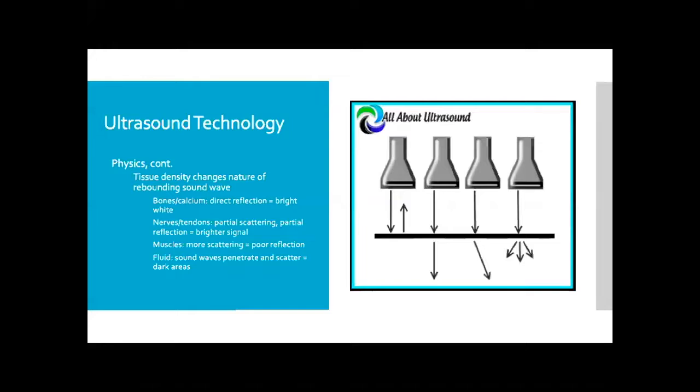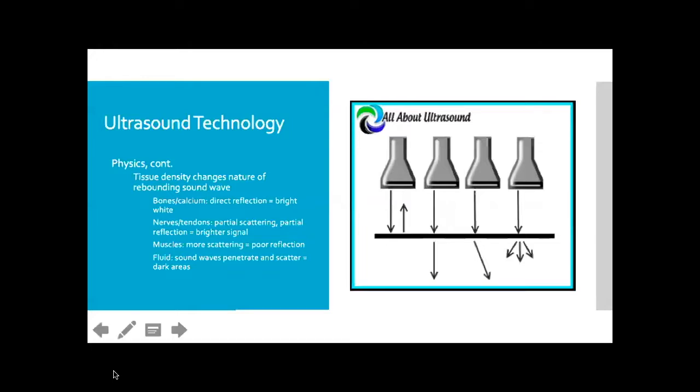So with that in mind, we'll talk about interpreting the ultrasound based on tissue densities. You're sending the sound wave out, it's going to bounce hopefully off of an object and come back to the probe and be interpreted. Depending on how well tissue either bounces the signal back or absorbs and scatters, the tissue will influence the way that the probe interprets the image that's coming back to it. So tissue density changes the nature of those rebounding sound waves.